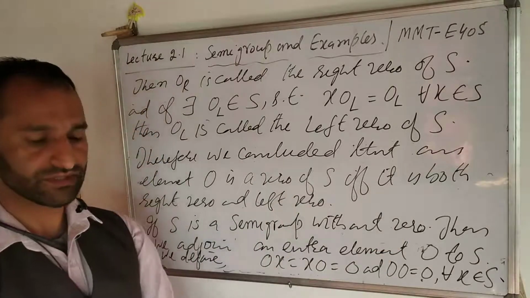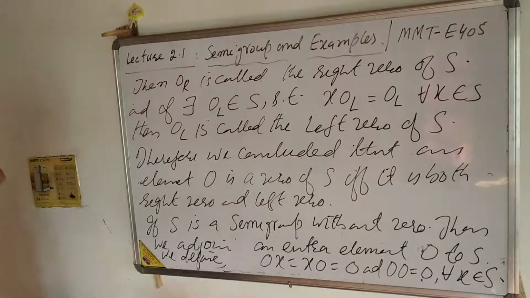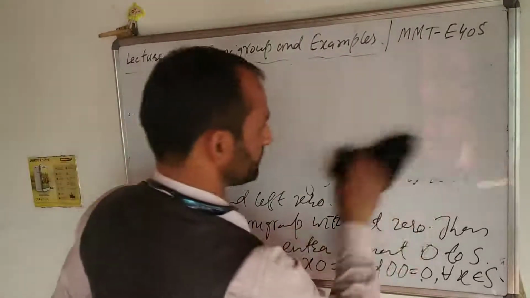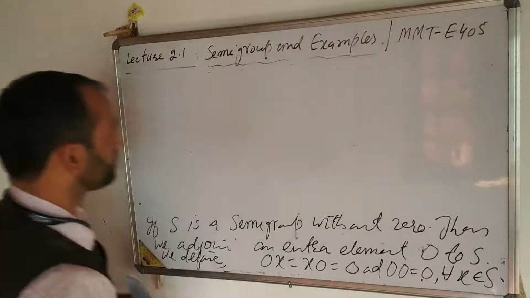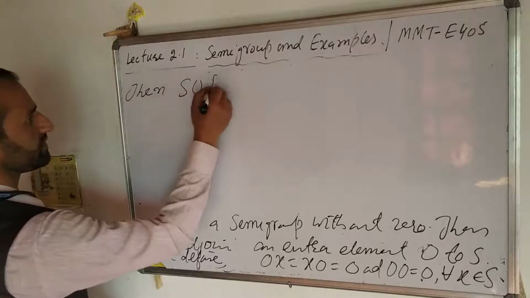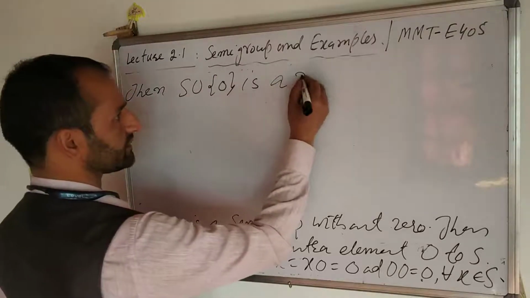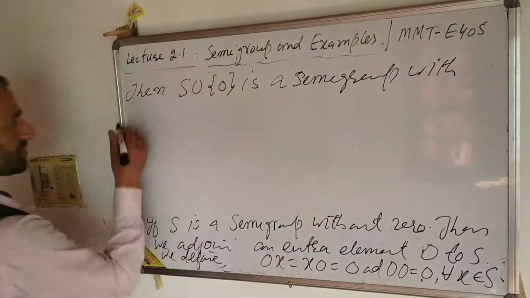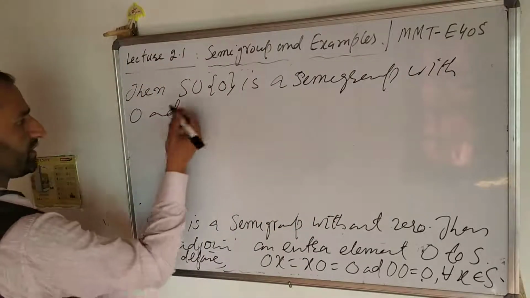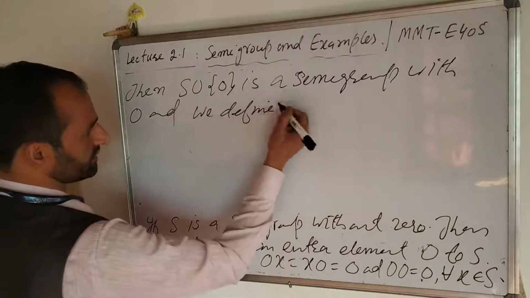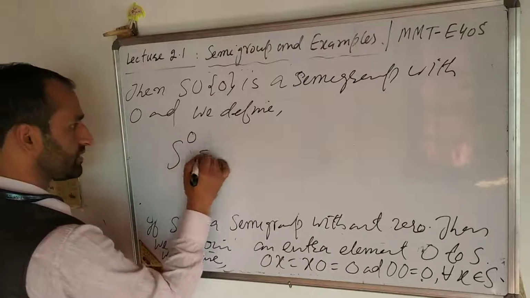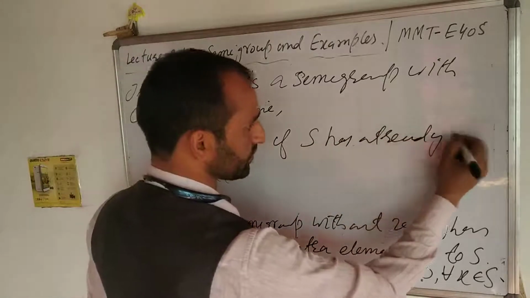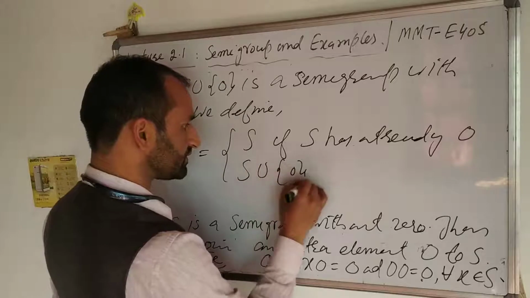We have defined the operation so that it will become the zero element of the semigroup S. So then we can easily verify that this S union 0 is a semigroup with 0, and we define, as in case of the semigroup without identity, S superscript 0 is equal to S if S has already 0, and it is equal to S union 0 otherwise.